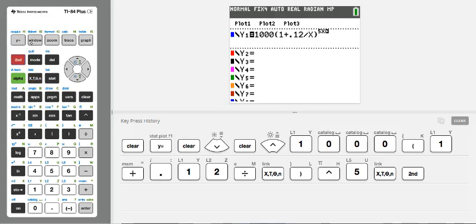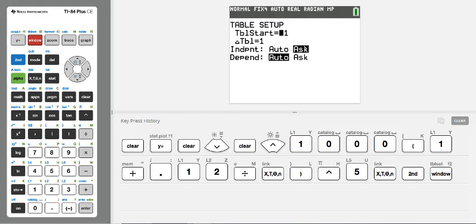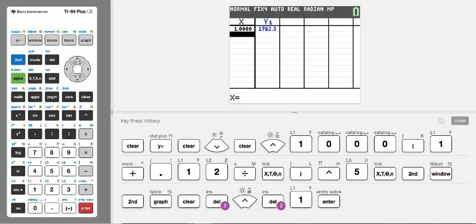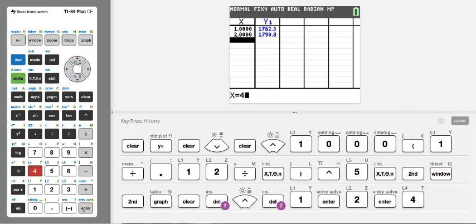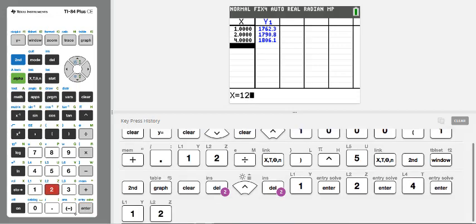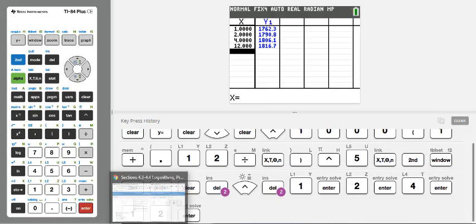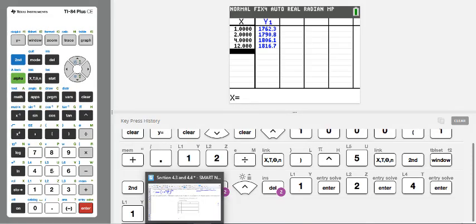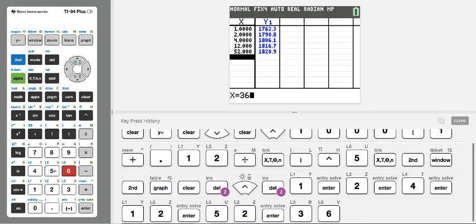Let's go back over to table set, and that's going to allow us to do some things. Hit delete. All right, so we need to look at this annually. We get $1,762 out. If we did it semi-annually, $1,790. Quarterly would be 4, monthly would be 12. Let's see what else. 52 is weekly, and then 365.